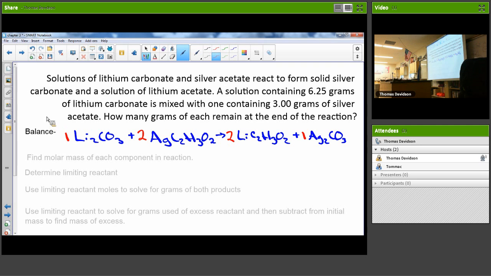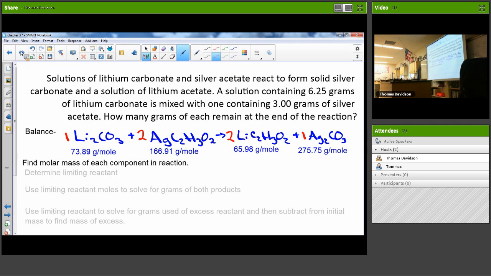All right, then finding molar mass. Each one of these is worth some points. Who had all of those correct? Okay, so that's a good start. If you don't know where I got those, then you are definitely way behind the curve. It's 2 Ags from the periodic table plus 1 C plus 3 O's. All of those should add up to those values. If they're a little off, it's fine.